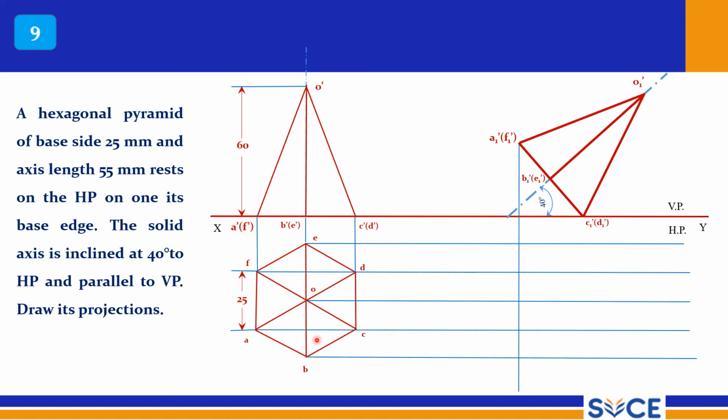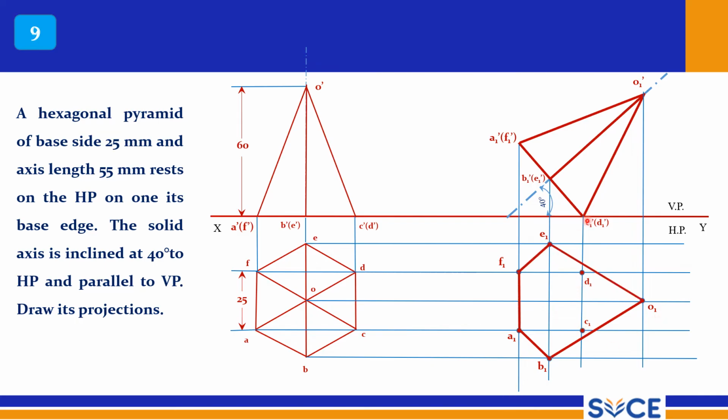So now these are the projectors from each and every point, right? Draw the projectors from each and every point and mark all the points. So this is my A1, this is B1, this is C1, this is D1, this is E1, this is F1, and this will obviously be our O1. Now connect all the outermost points with thick lines, right?